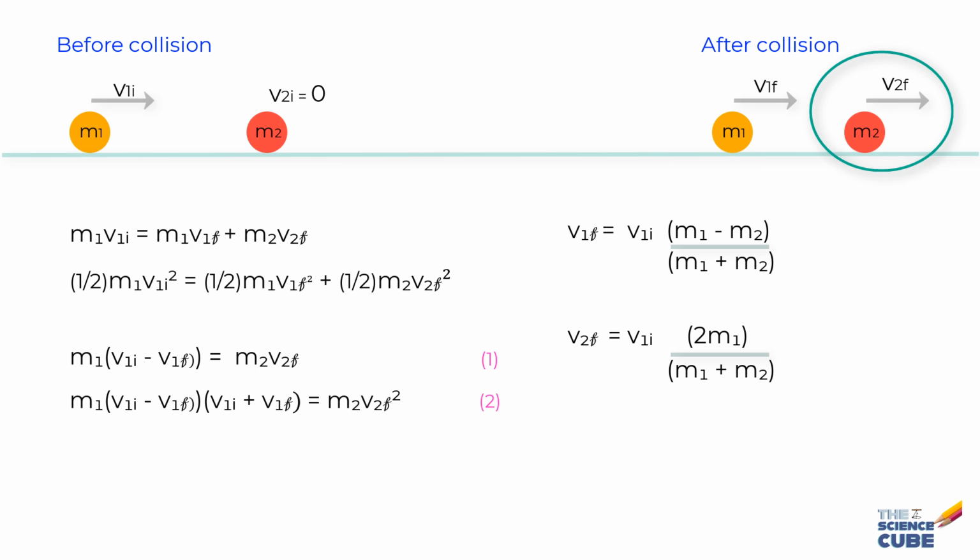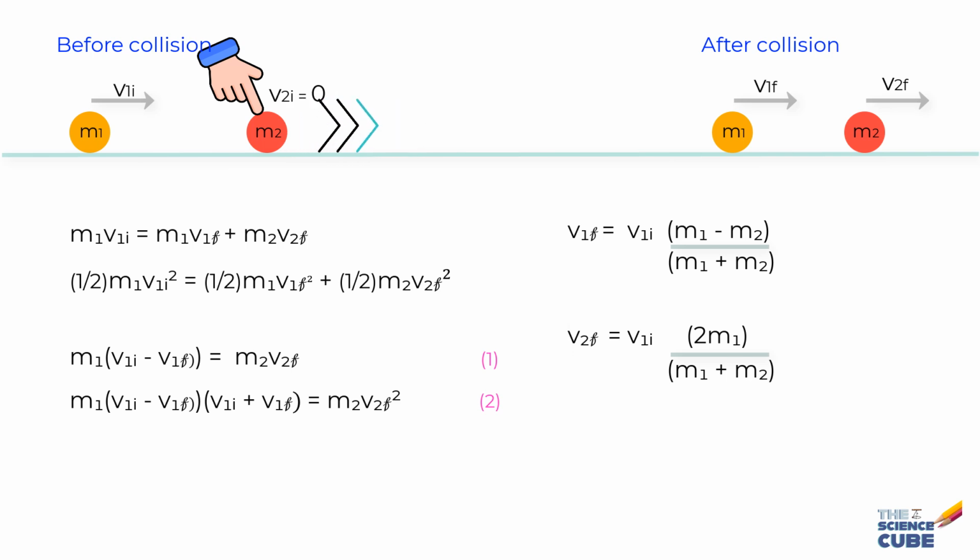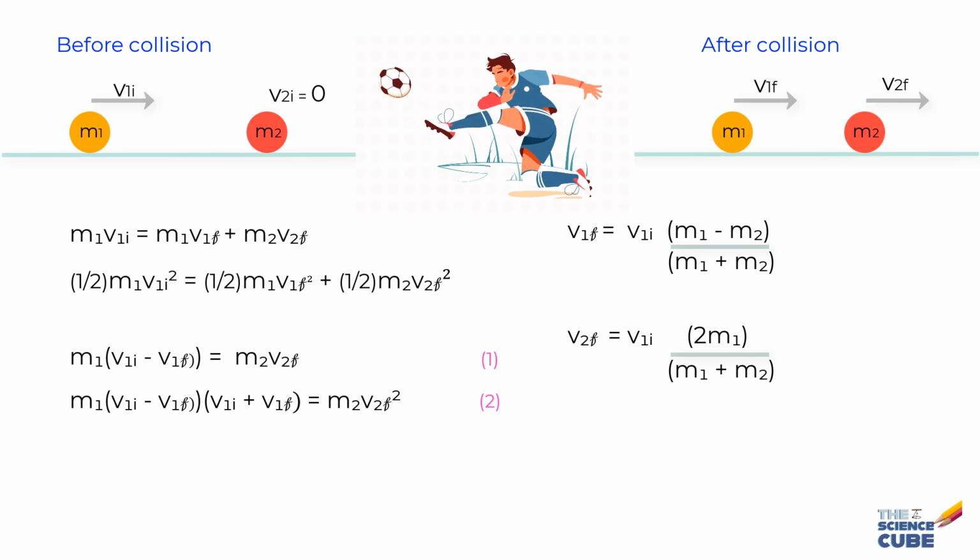Now, a couple of interesting observations. We can see that v2 final is always positive, which basically means that the stationary body or the target body with mass m2 will always move forward, which makes complete sense. After all, when have you seen anything moving in your direction when you hit it with something?